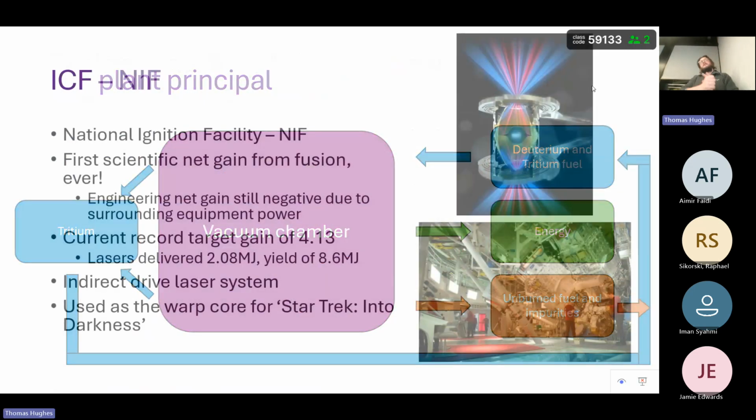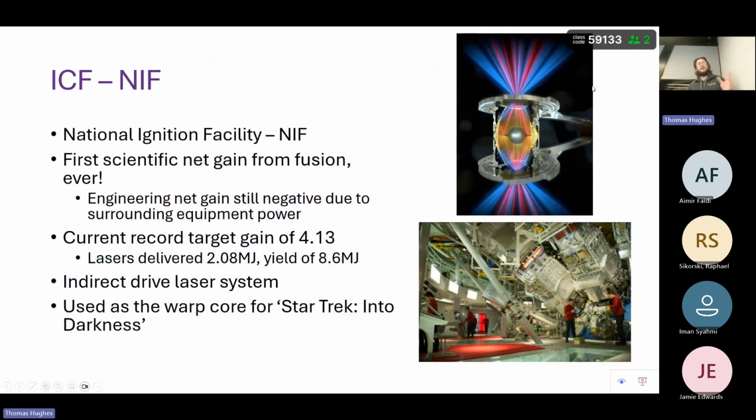So let's move on to NIF, which is essentially the most important thing when you're looking at inertial confinement. It's the main front runner for a lot of what inertial confinement does. This is the place where they had the first scientific net gain from fusion ever. I don't know if you remember it in the news, I think it was a few years ago now, where they did a successful implosion with their lasers, which then got them a yield out. So they got the current record of lasers giving 2 megajoules of energy and yielding 8.6 megajoules.